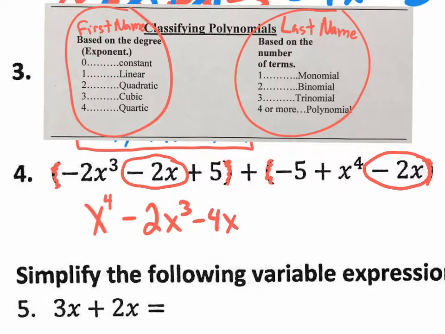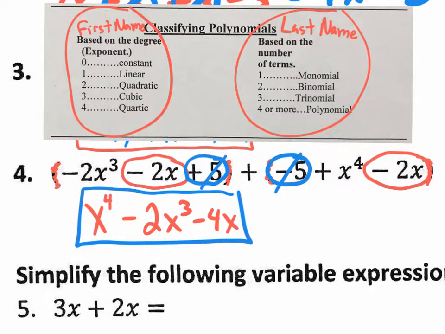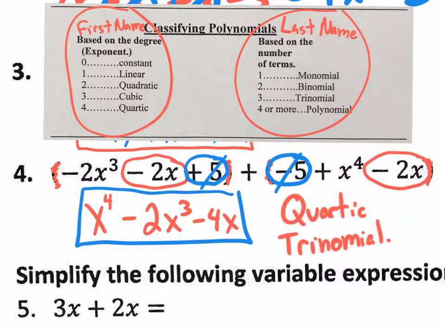And last but not least, we do have this plus 5 with this minus 5, and those eliminate. That's 0. 5 minus 5 is 0. So this is my answer right here. And what do we classify that as? Again, highest exponent is 4. That'll be quartic, and there's 1, 2, 3 terms, trinomial. So quartic trinomial is the answer to number 4.